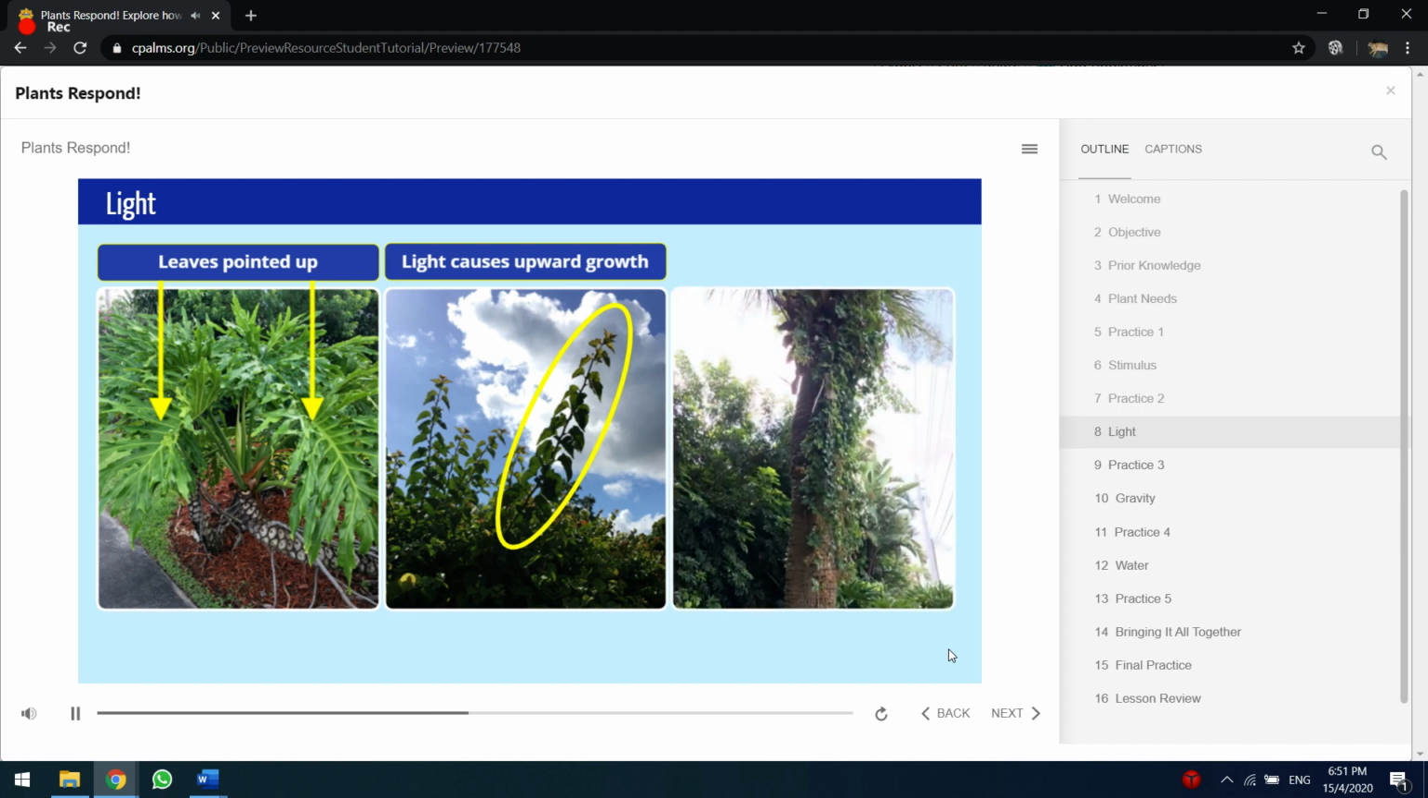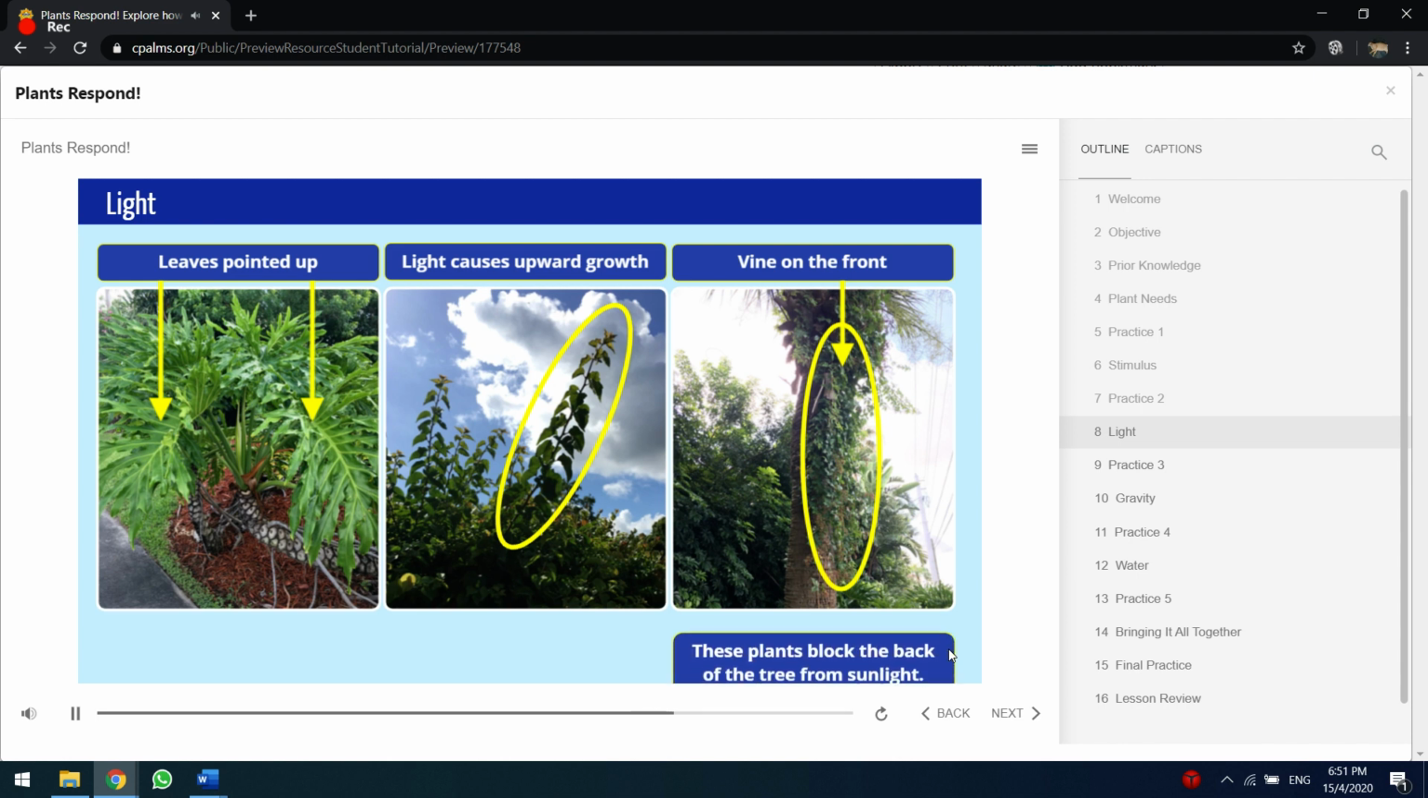Let's look at the vine on this tree. Do you see how the vine is only on one side of the tree? Can you guess why it's only growing on one side of the tree? It has to do with light. Notice on the back side there are also other plants, but on the front there's plenty of light. The backside doesn't get enough sunlight, so the vine doesn't grow there. Without the stimulus of light on the back of the tree, there isn't a response of vine growth.